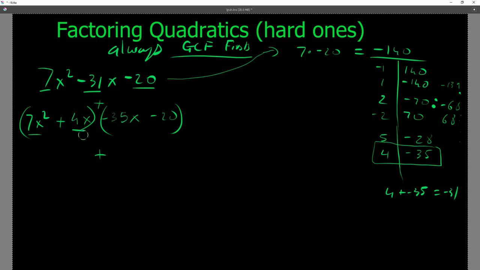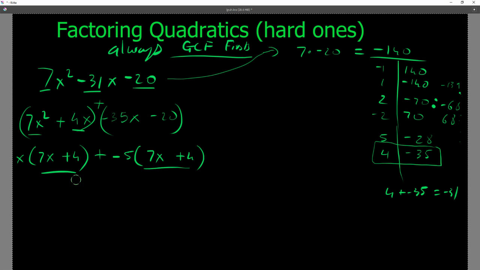Take out the GCF. Okay, so I take out the x. So I have 7x plus 4. And here I can take out a negative 5. So I have 7x plus 4. All right, the goal is to make whatever is left look exactly the same on both of them. Now, if I took out a positive 5, I would have negative 7x minus 4, which is not what I want. So I would take out a negative 5 instead. So you want to make this look the same as that. So this is where you're done, basically.